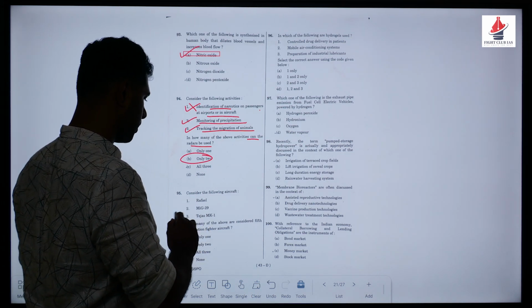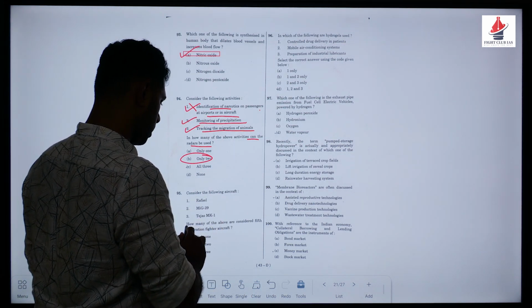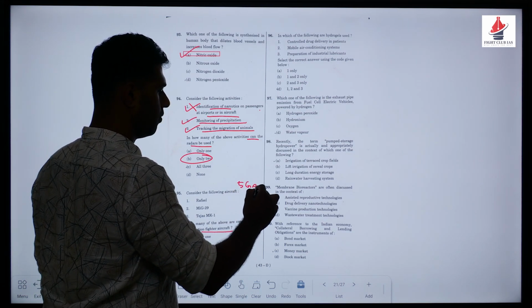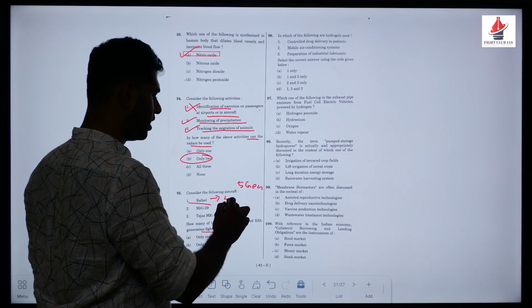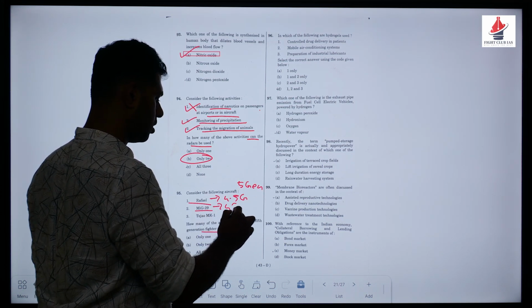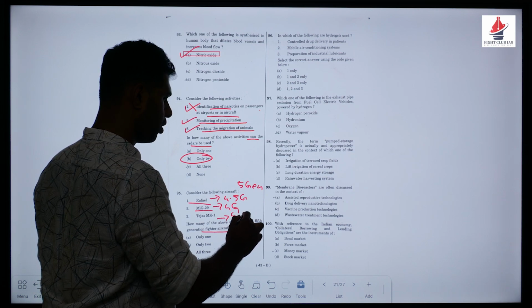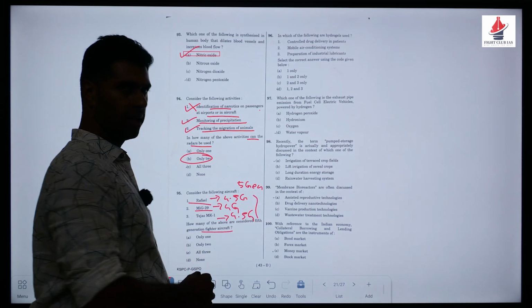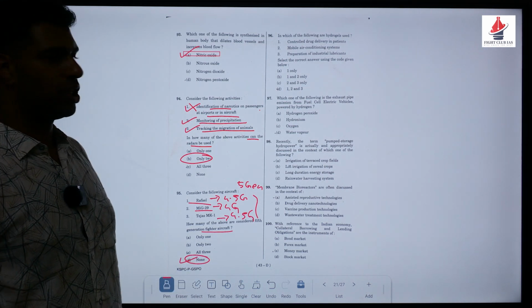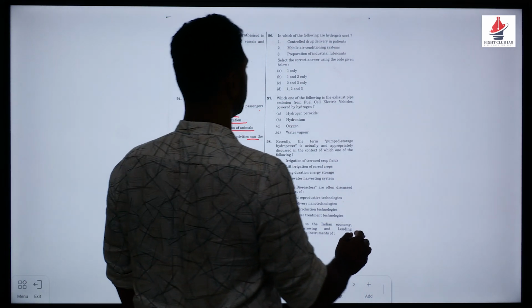Moving to the 95th. Consider the following. How many of the above are considered 5th generation aircraft? Rafale is 4.5 gen, or generally considered 4++. MiG-29 is 4th gen. Tejas Mk1 is also 4.5 gen. None of the 3 are 5th generation aircraft. So answer is none. Answer is D. We still don't have a 5th generation aircraft.